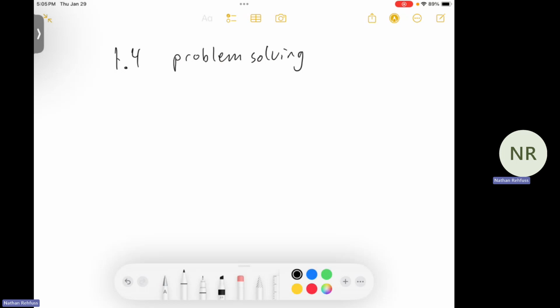Today's lesson is about problem solving. This corresponds to section 1.4 in the textbook. We're going to be looking at word problems today.